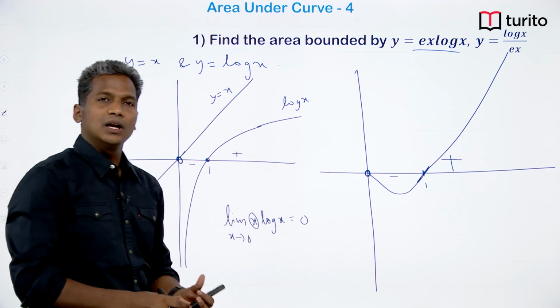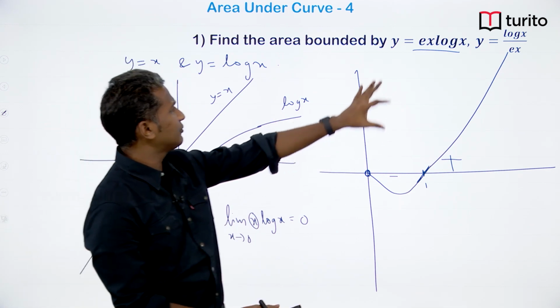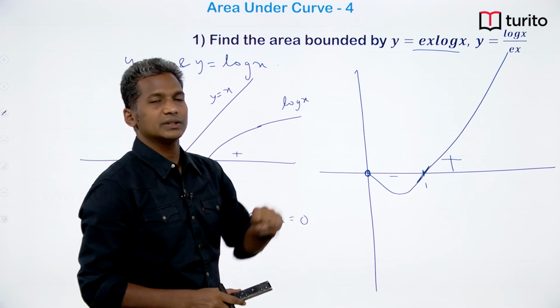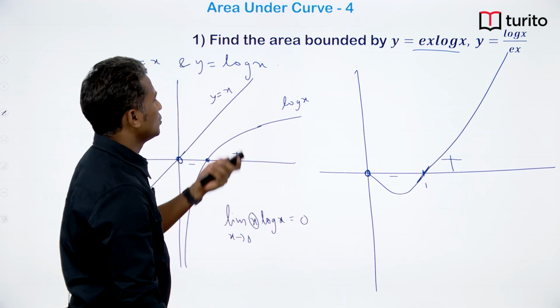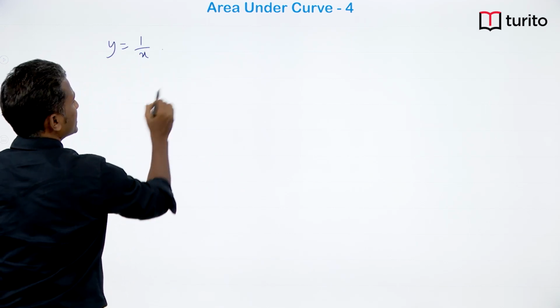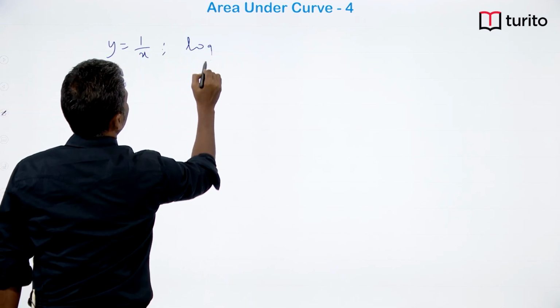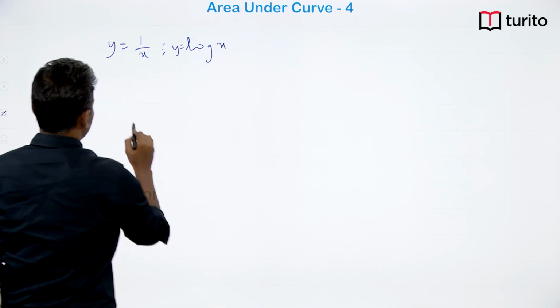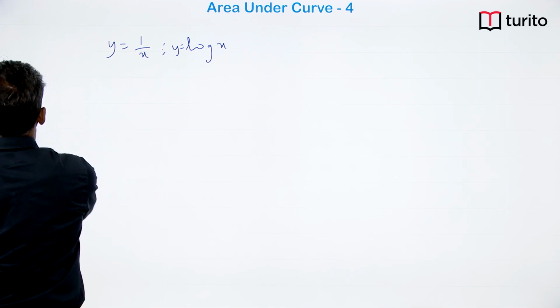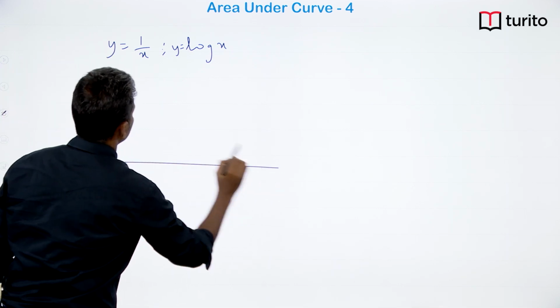Now, this is the graph of the first function. What about the other function? To draw the other function, we take these two graphs: y equal to 1 by x is one graph and log x is the other graph. Again here also we will observe it in the same manner.